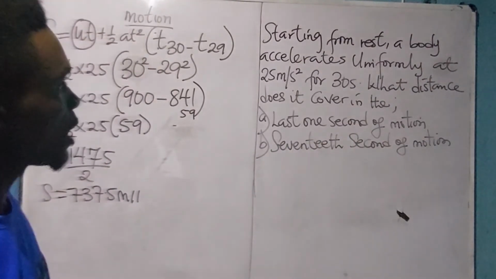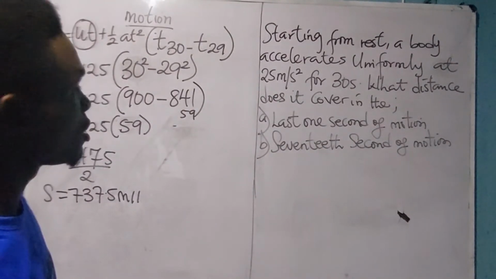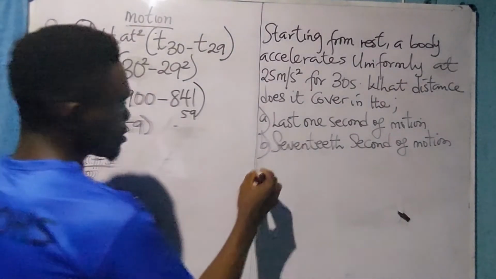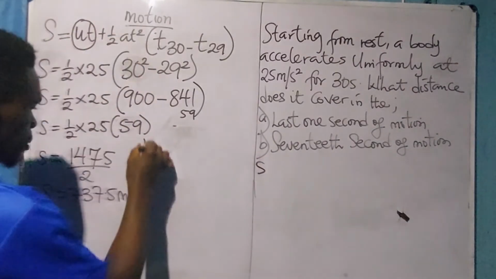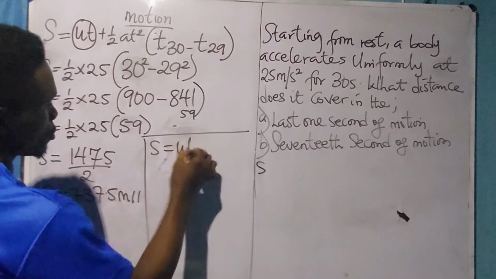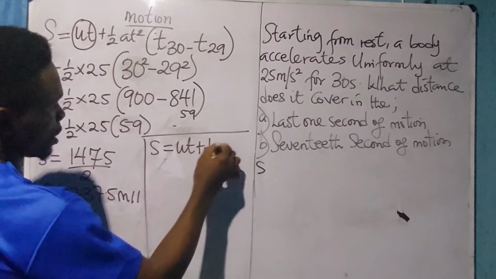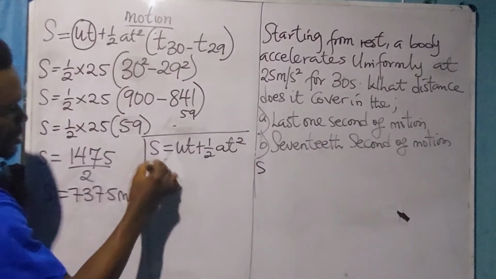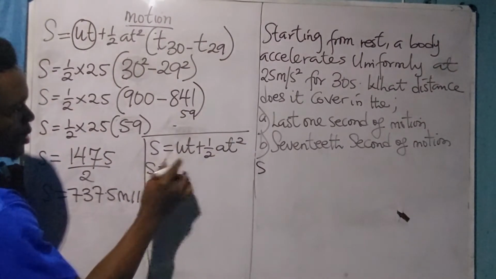All right, that is for the last 1 second of motion. Now they said the (b) of it is the 17th second of motion. Now for the 17th second, S again equals ut plus half at squared. The distance is equal to this, and everything here with u is 0.